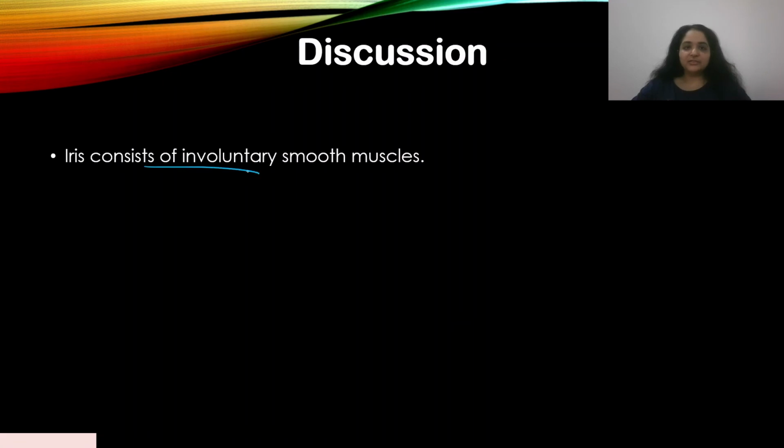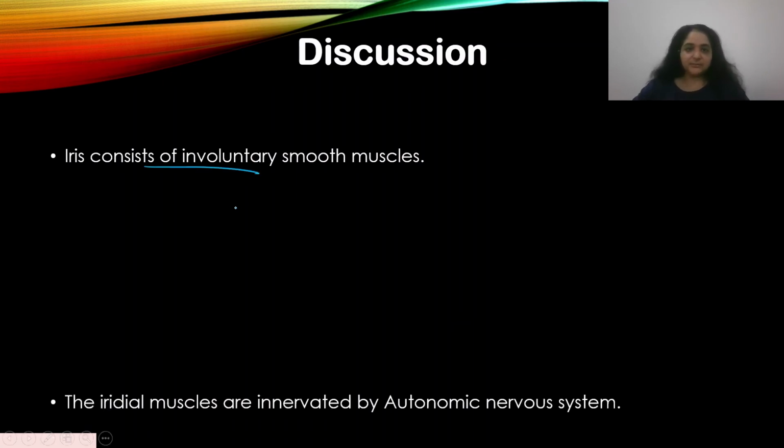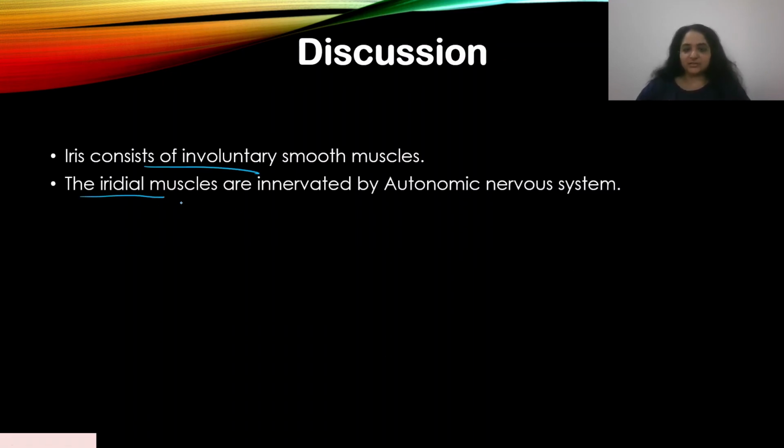So the iris consists of involuntary smooth muscles. The iridial muscles, also known as iris muscles, are innervated by the autonomic nervous system. That means the sympathetic nervous system and the parasympathetic nervous system play a role in constricting or dilating the iris, based on which one is activated. All right, so clear. Let's move on.